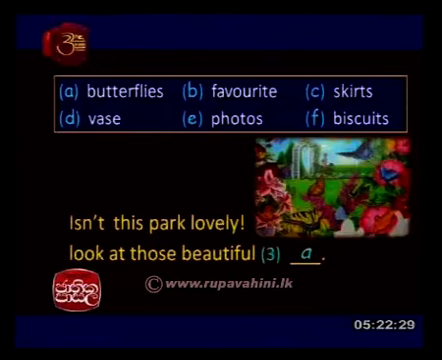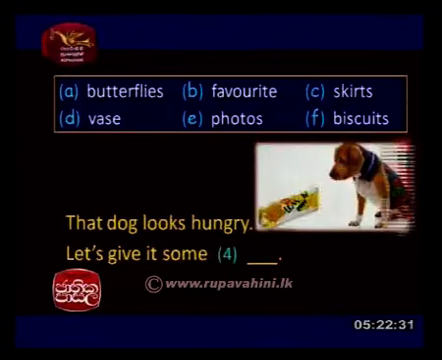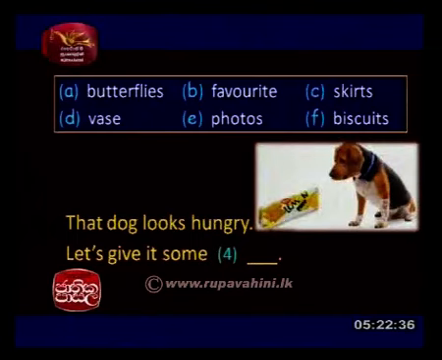Next one. The dog looks hungry. Let's give it some blank. Yes. He is looking at something. So, yes, you have to give him some biscuits. What's the letter? F. You have to write F there.